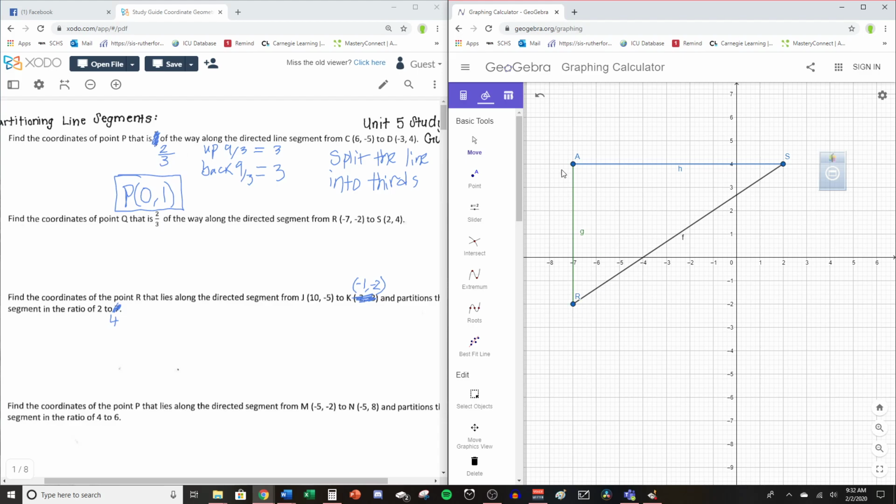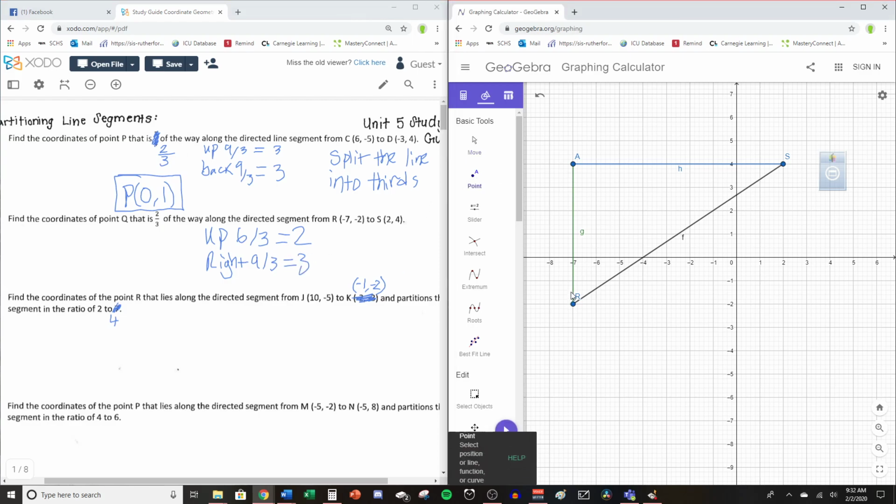So we can see that the change here is 1, 2, 3, 4, 5. It goes up 6. So up 6. And again, we're going to divide that by 3. That gives us 2. So we're going up 2 every time. And then we're going right 1, 2, 3, 4, 5, 6, 7, 8. We have to go right to 9. So right 9, which we're going to divide by 3. That gives us 3. So I'm going to go ahead and plot points on here.